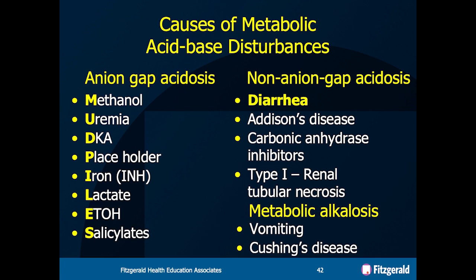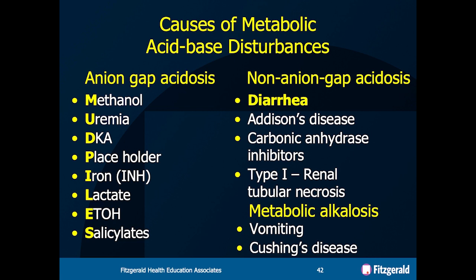Think of what Addison's disease does with your potassium. That kind of puts that into play. And type 1 renal tubular acidosis. Metabolic alkalosis, look for vomiting first. The other thing that can cause metabolic alkalosis is Cushing's disease. Again, many other things can cause these, but these are the most common causes.